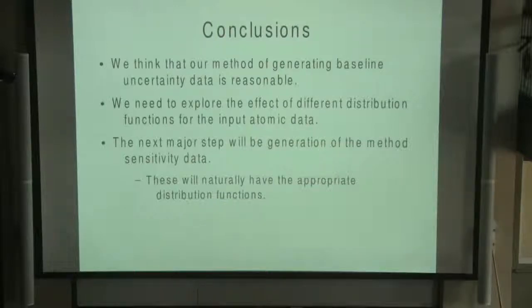So we think our method for generating baseline uncertainty is reasonable. However, we'd like to extend this to do the method sensitivity studies, which we think are going to be more rigorous. You don't come with preconceived ideas of a particular 10% for this type of transition, 20%. You take what you get from the 1,000 calculations.